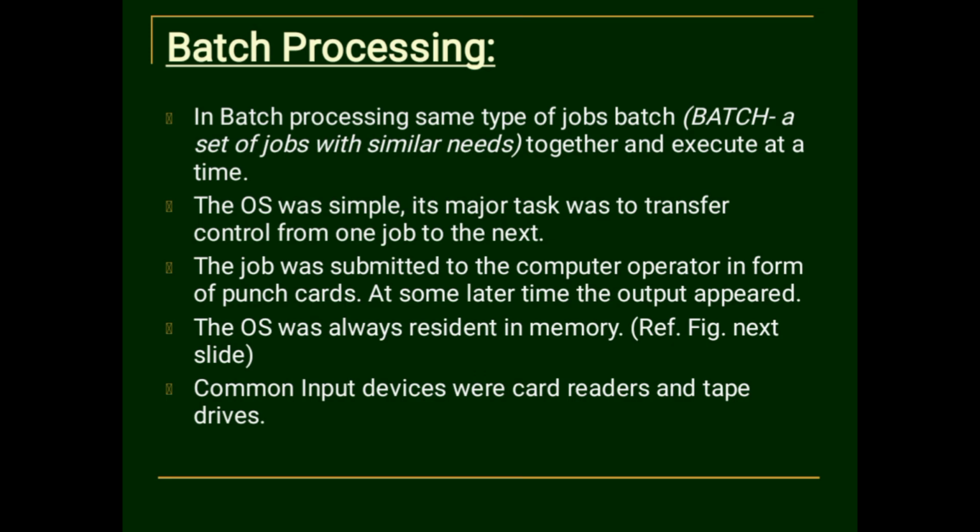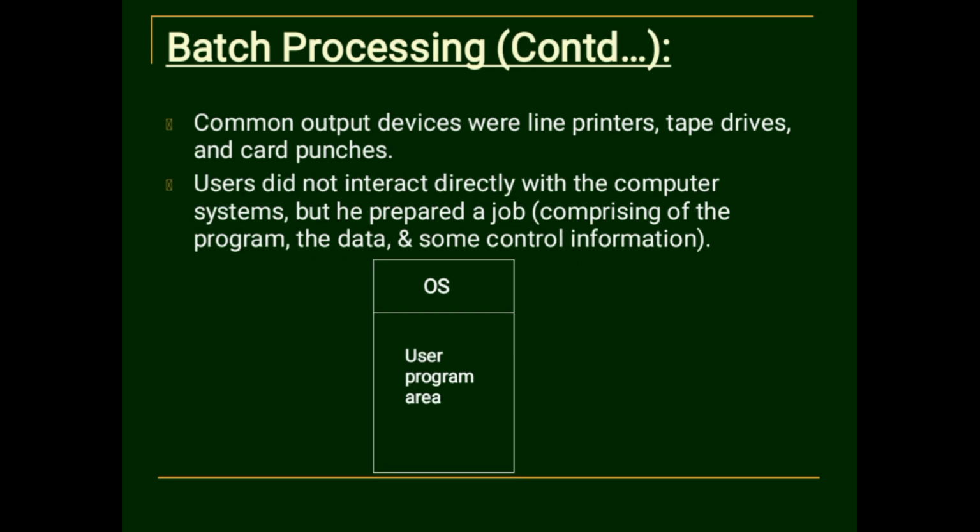Batch processing. In batch processing, the same type of jobs are batched. A set of jobs with similar needs is batched together and executed at a time. The OS was simple. Its major task was to transfer control from one job to the next. The command input devices were card readers and tape drives.